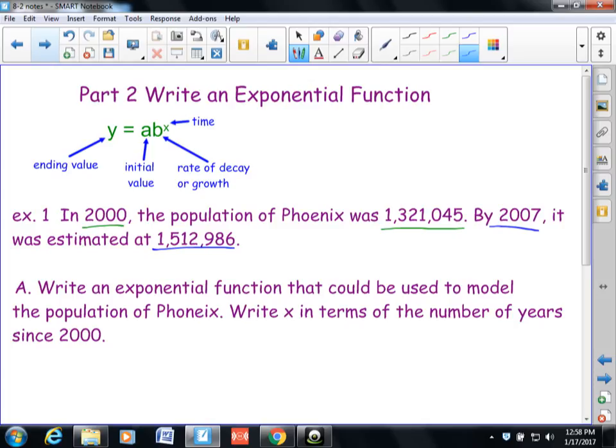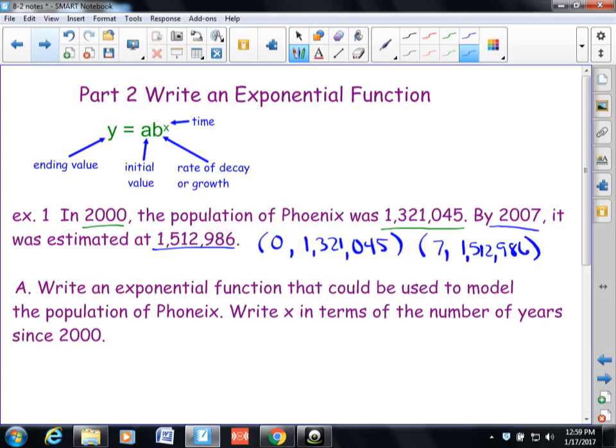So if we wanted to, we could write this as the ordered pair 2000 with that population, and then 2007 with its population, or we could think of it as 0, because the year 2000 is our starting point, and then this would be our y-coordinate, and then this one would be 7, and then that would be our y-coordinate.